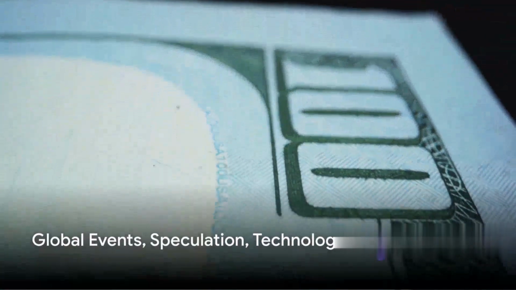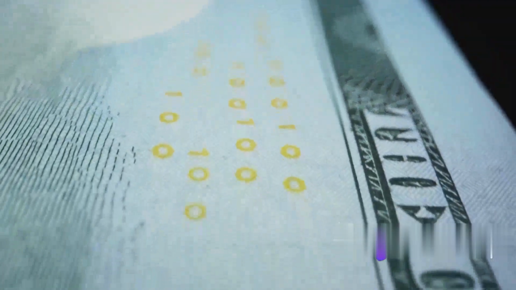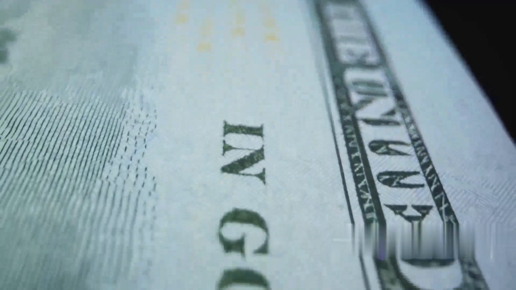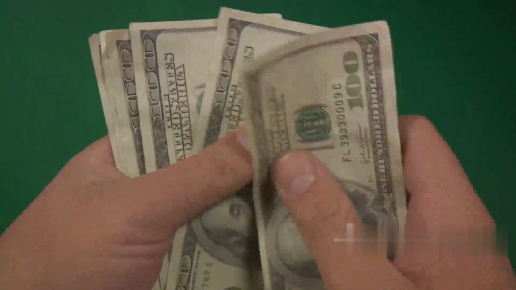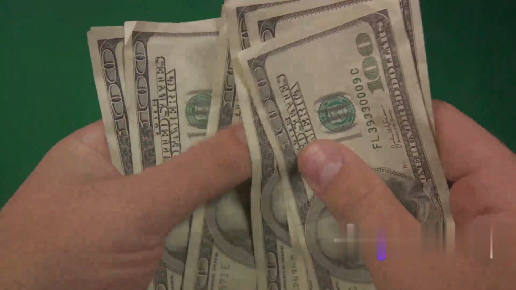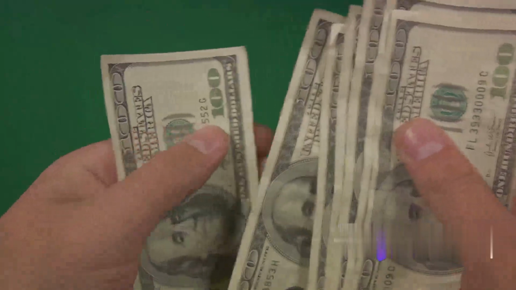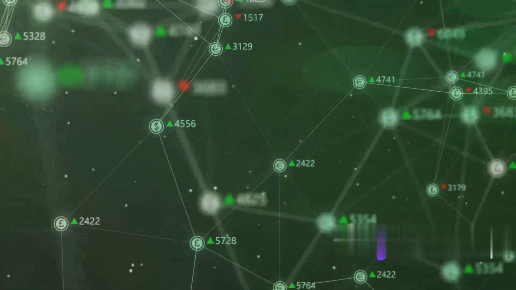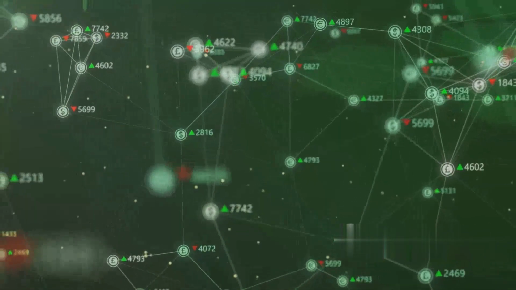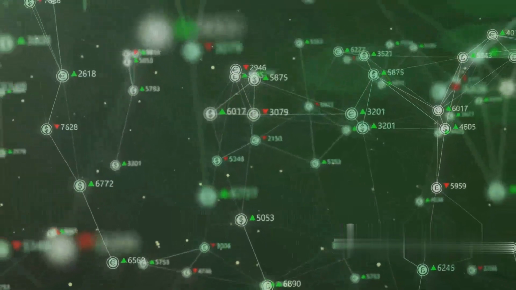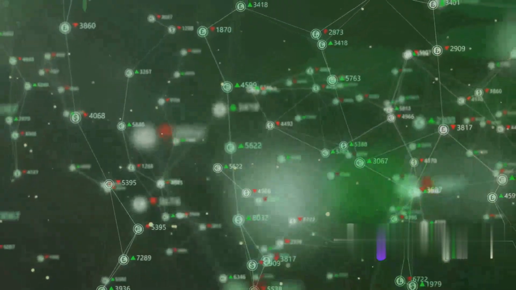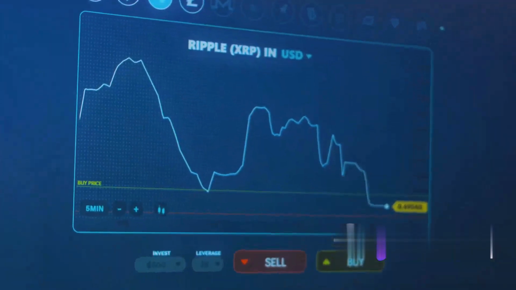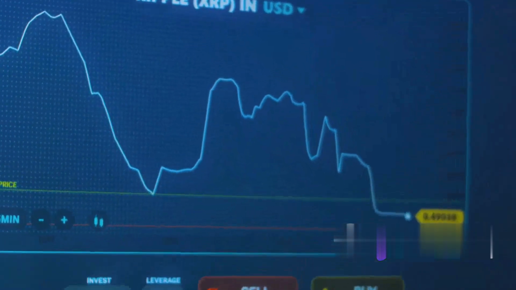Lastly, we address the influence of global events, market speculation, and technological developments. It's fascinating to see how the world of finance is intertwined with the happenings on the global stage. Geopolitical events, natural disasters, and global economic crises can significantly impact currency values. Take geopolitical events, for instance. Wars, political unrest, or changes in government can introduce uncertainty, often leading to currency depreciation. On the flip side, peaceful resolutions or positive political changes can strengthen a currency, reflecting increased investor confidence.